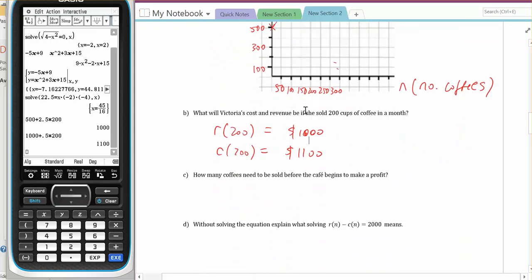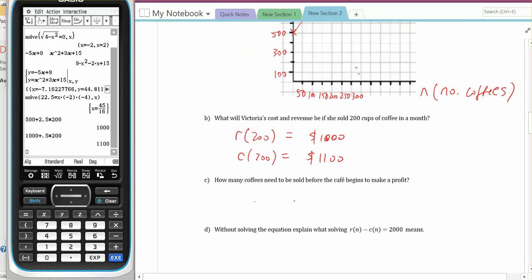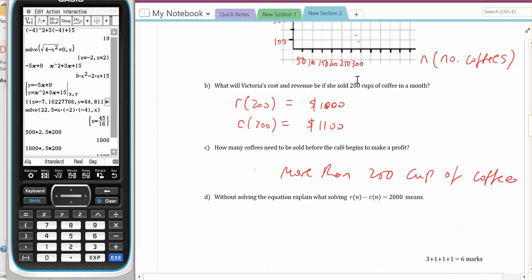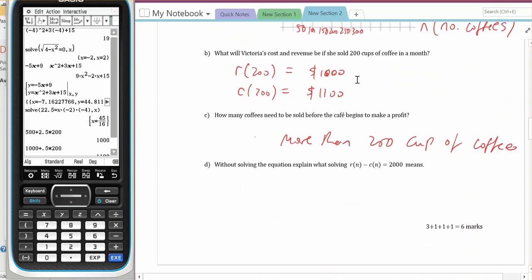So more than 250 cups of coffee. Okay. The reason why it's more than and not at 250 is, if you just sold 250, it means that you're neither making nor losing money. But after 250, you are starting to make money.